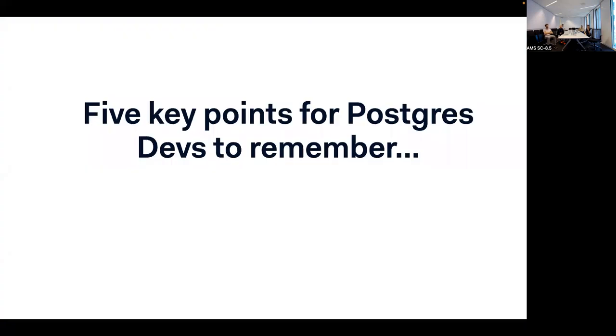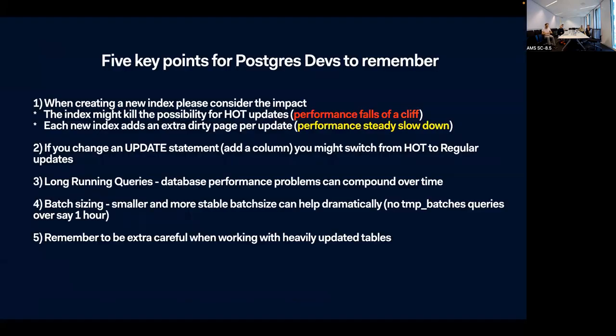We've got one last topic, 5 key slides for Postgres devs to remember, and this is exactly the same as before. When creating a new index, if the index involves a column which is frequently updated on a HOT update, performance will fall off a cliff. If you're adding an index to a regular update, it would just steadily go down. But in Postgres, if it's a HOT update, performance would really fall off a cliff, and it could be quite painful. So be very careful when adding indexes.